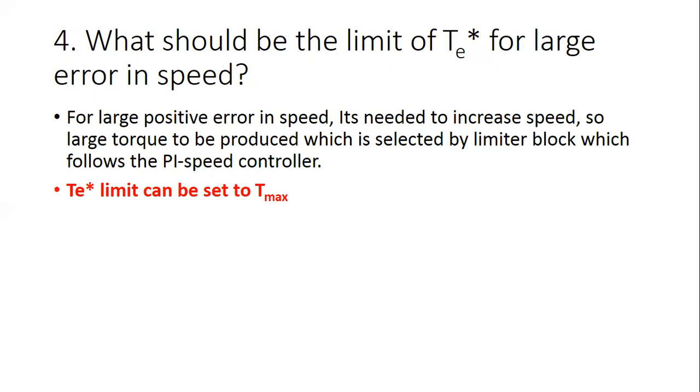So the Te star limit can be set to Tmax. We can have twice the rated torque, or 1.5 times the rated torque. It depends on how you would like to accelerate, right? If you don't know what Tmax is, then you need to calculate it, and at first you can set the limit. Good dynamic response is found in most of the drives. The acceleration and deceleration is at maximum torque. You would not like to cross it.